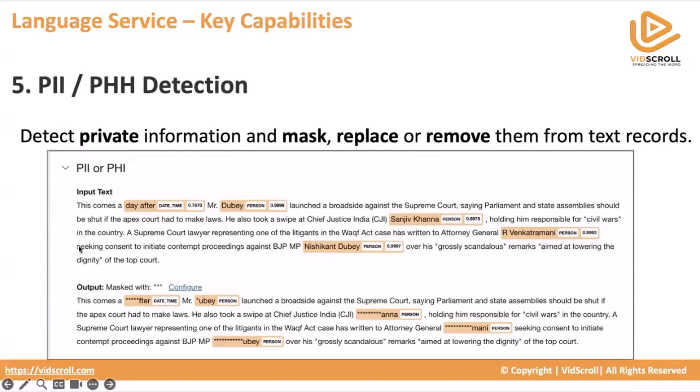So you see, this is the input text that you have given, and it identifies the PII. It masks the data. Say the name Sanjeev Khanna. Sanjeev Khanna is personal information, so it masks Sanjeev and only gives Anna. Like Dubey. Here you see Dubey, right? Nishikant Dubey. And then you can say R. Venkat Raman. And you can say here Dubey. So it is extracting the private information and masking it. But in case you want to replace it with something else, you can do that. In case you want to remove it completely, that can be done as well.